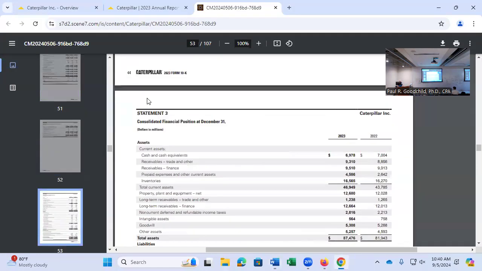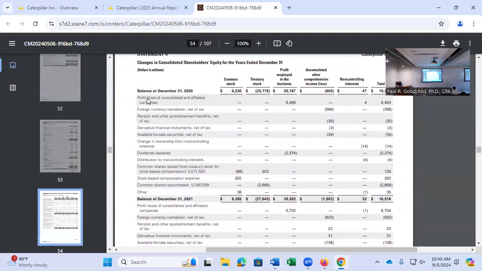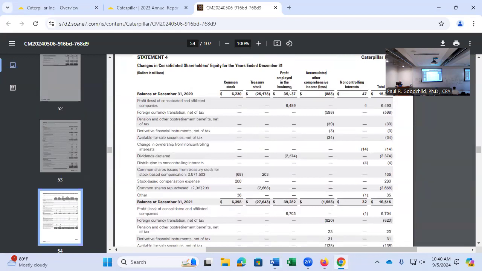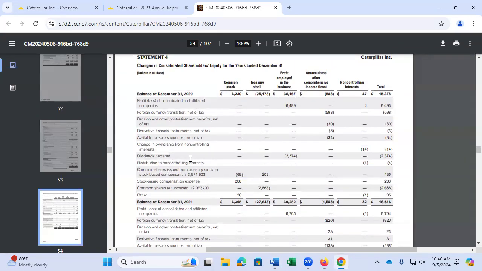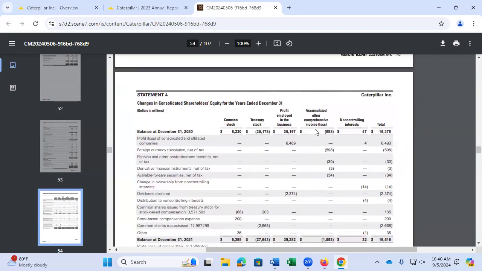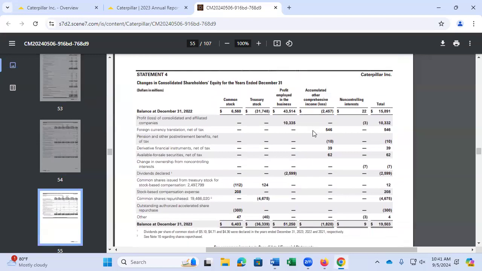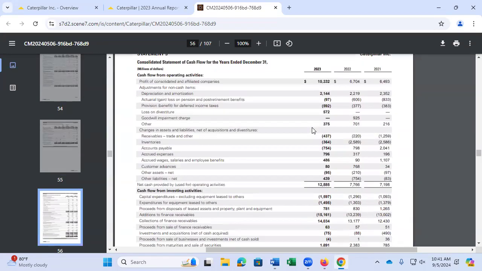A quick peek at what this kind of looks like in reality. By the way, we do the statement of stockholders' equity. And this is what it looks like for one company for basically a year. They do common stock, treasury stock, other accumulated profit employed in the business is retained earnings, by the way. Other comprehensive income or loss is something for intermediate 2. Non-controlling interest is basically somebody else owns a part of the company. And then the last, they get into the cash flow statement.